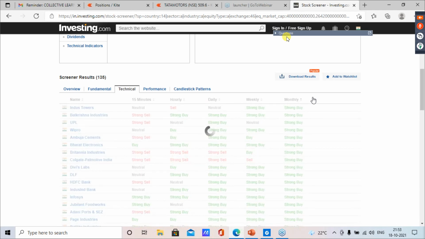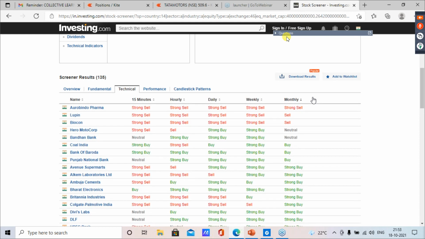What is the advantage of this screener? This screener will tell you which are those stocks which are trending in that direction. See this, how do we select stocks from this list? We need to have strong sell in monthly, strong sell in weekly, strong sell in daily, strong sell in hourly, and strong sell in 15 minutes also. Then only we are taking this stock for tomorrow's sell trade. When you have strong sell in all time frames in a row, this is the stock that we're going to use for intraday trading, especially on the sells.